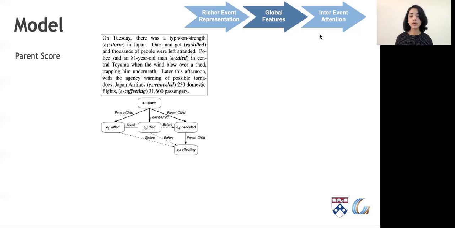Starting with parent score, this feature leverages the hierarchical relations between events in a document with an intuition that the higher level and more abstract events are relatively more salient. We use the model from Wang et al. to identify the parent child relationship between every event pair, such as the killed is the child of the storm event in this example. And then the parent score of each event is defined as the number of child events it has.